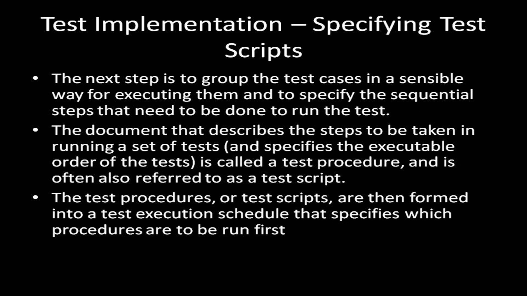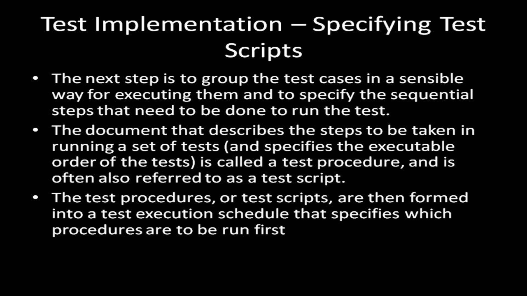The next step is to group the test cases in a sensible way for executing them, and to specify the sequential steps that need to be done to run the test. For example, a set of simple tests that cover the breadth of the system may form a regression suite, whereas all of the tests that explore the working of a given functionality or feature in depth may be grouped to be run together. Some test cases may need to be run in a particular sequence. For example, a test may create a new customer record, amend that newly created record, and then delete it. These tests need to be run in the correct order, or they won't test what they are meant to test.